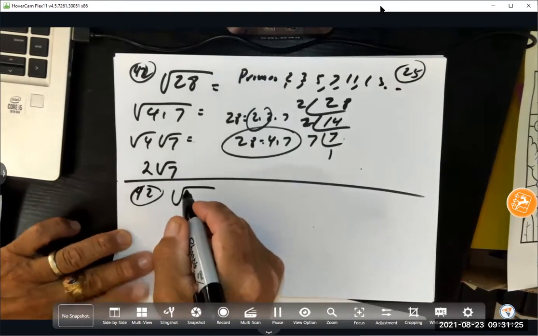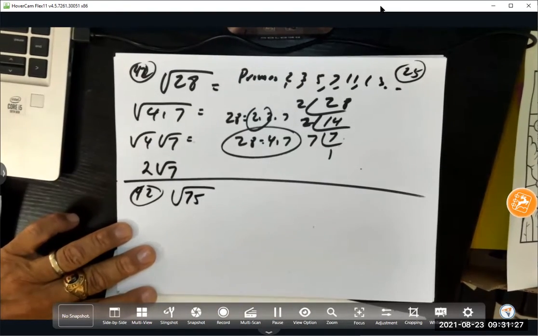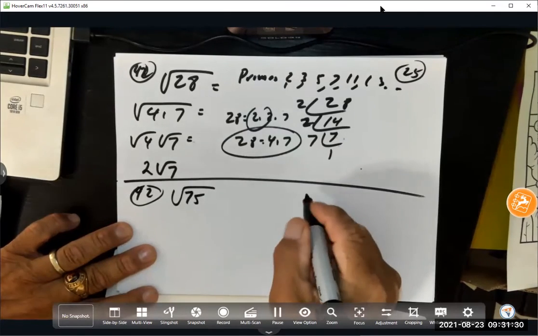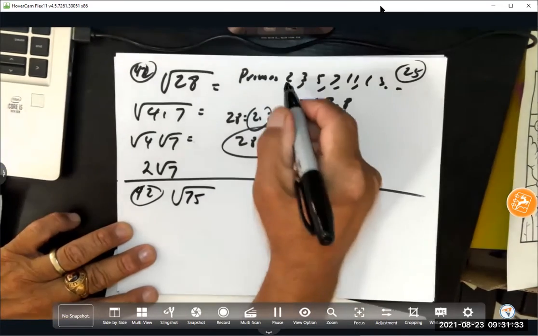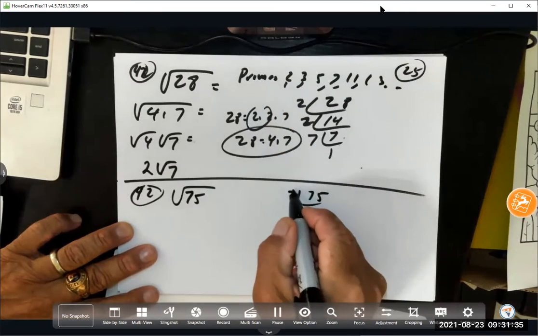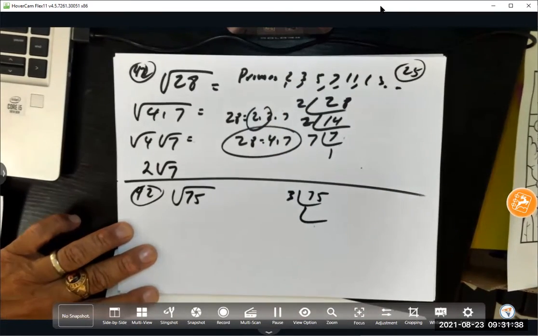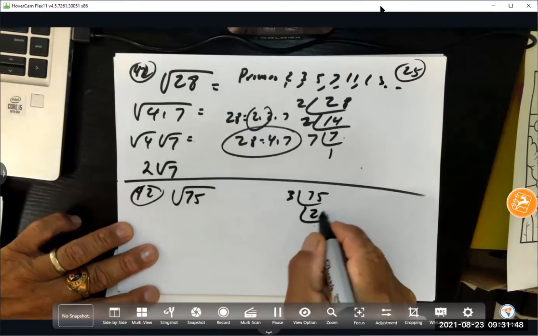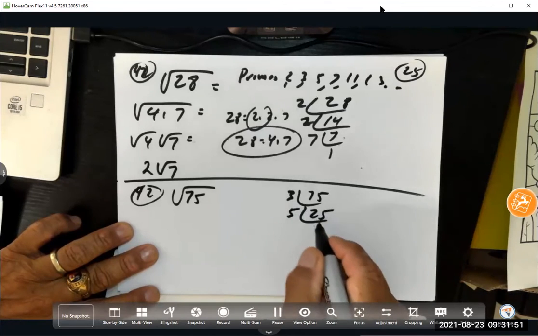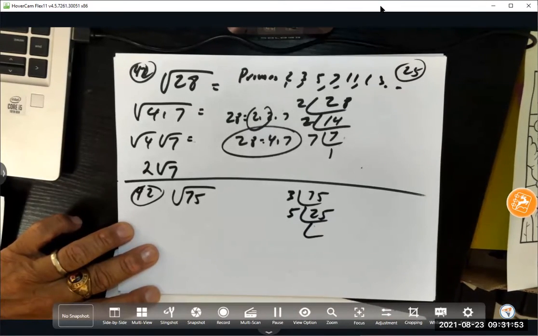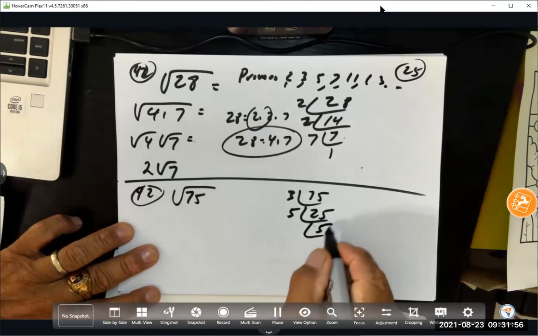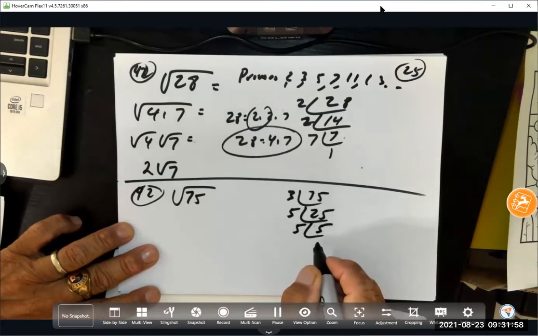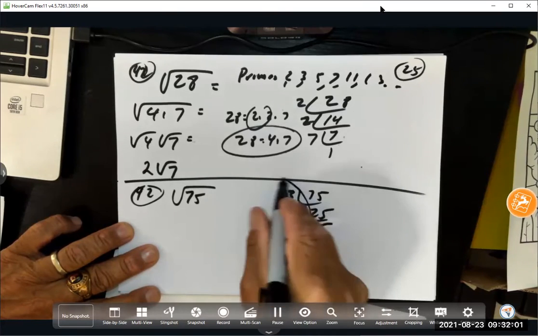Square root of 75. Okay. So I'm going to start 75 right here. The littlest number divides it. Does 2 divide it? Nah. How about 3? Yeah, 3 divides it. How many times does 3 divide 75? 25. That's right. And does 5 divide 25? How many times? 5. And does 5 divide 5? How many times? 1. So there's my answer right there, right?